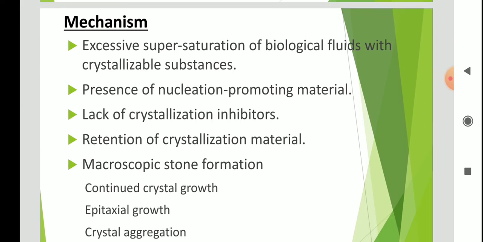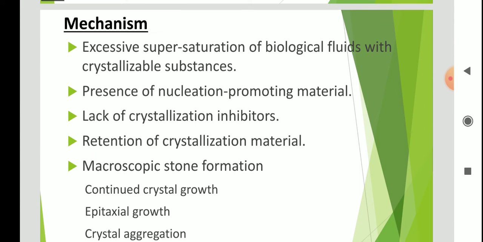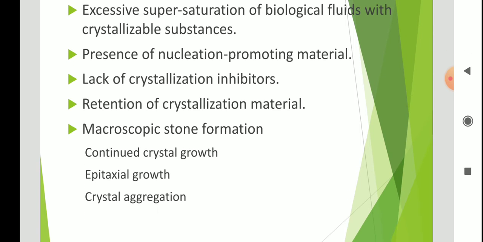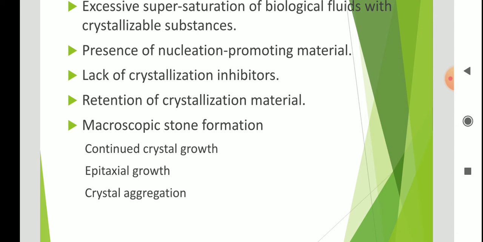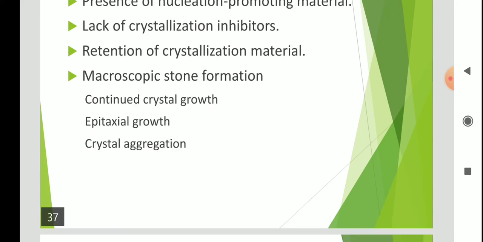Mechanism: excessive supersaturation of biological fluids with crystallizable substances, presence of nucleation-promoting material, and lack of crystallization inhibitors. All these are contributing factors in the mechanism involved in the formation of a stone. This is a 3-marks question. Then macroscopic stone formation, continued crystal growth, epitaxial growth, and crystal aggregation.